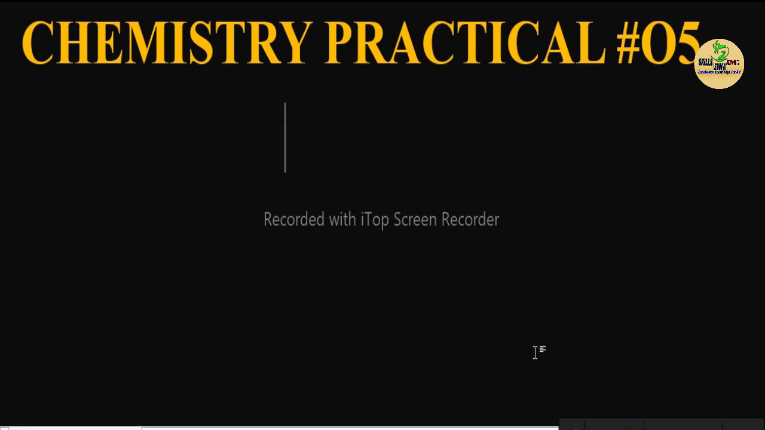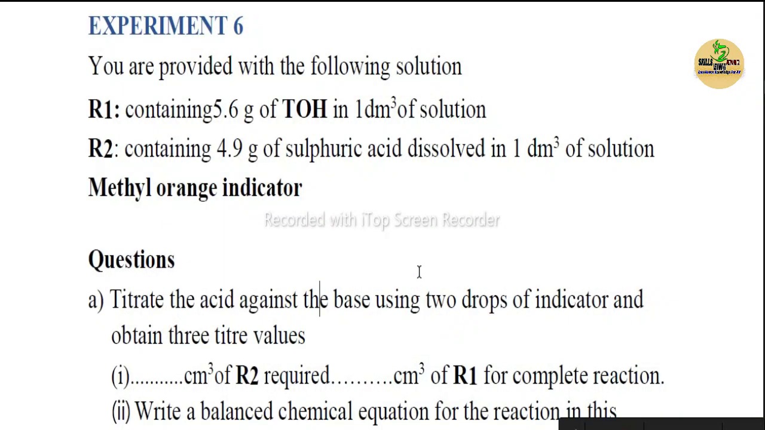Experiment number 5, we are going to look at another question and the way you should solve it. Experiment: you are provided with the following solutions. R1 contains 5.6 g of T hydroxide in 1 liter of the solution. R2 contains 4.9 grams of sulfuric acid dissolved in 1 liter of the solution. Our indicator is methyl orange.